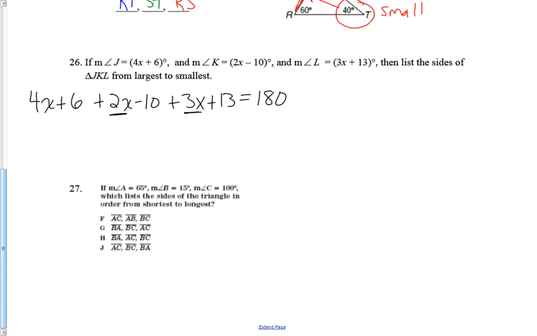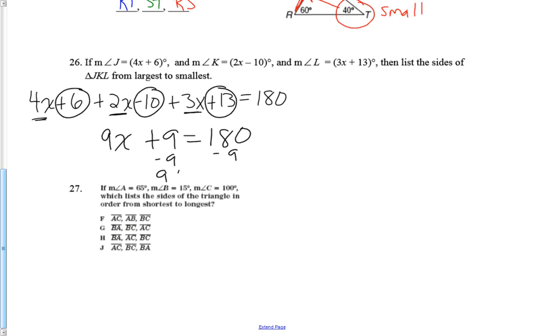I have a total of 9x plus 9 is 180. I subtract 9 from both sides, and I get 9x is equal to 171. I divide both sides by 9, and I get x is equal to 19. Now that I have x is 19, I need to replace my x right here. So on my calculator, I'm going to do 4 times 19 plus 6, and that's going to give me that angle J is 82 degrees.